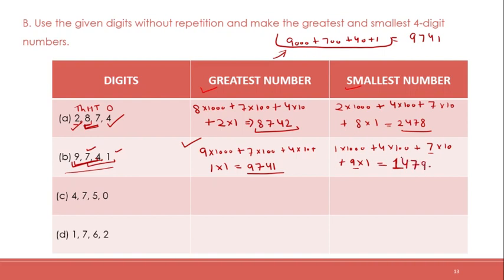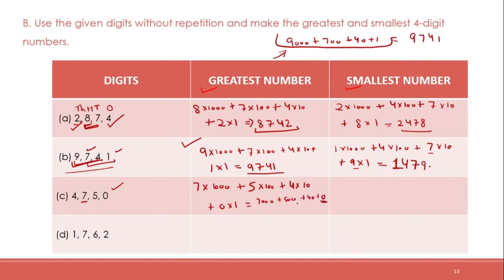This is how I want you to recite it. Okay, now let's come to the greatest number again for this question. So the greatest digit is 7. 7 into 1000 plus, then which one is greater with the remaining part? 5. 5 into 100 plus 4 into 10 plus 0 into 1. 0 into 1 is 0 only. So 7000 plus 500 plus 40 plus 0.